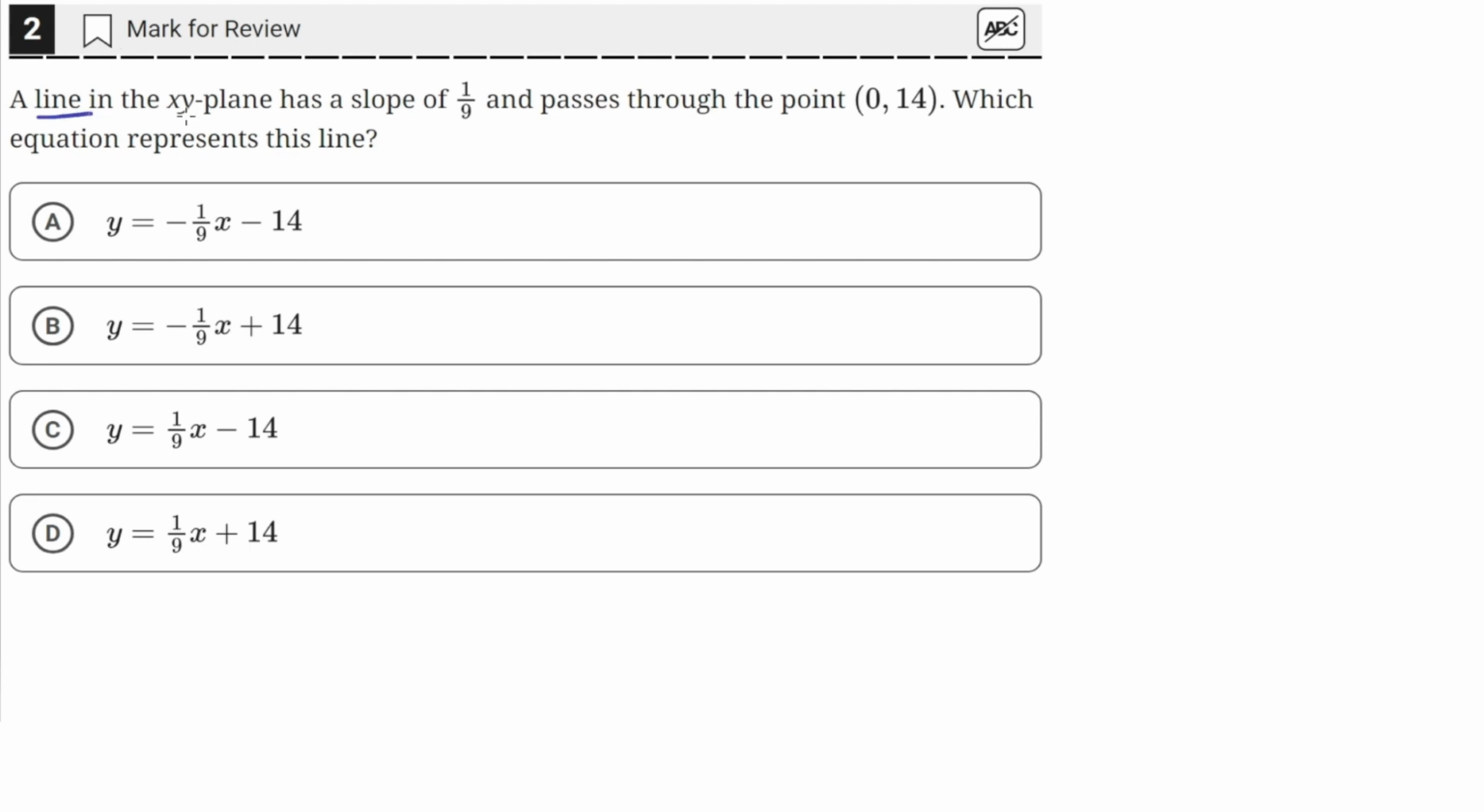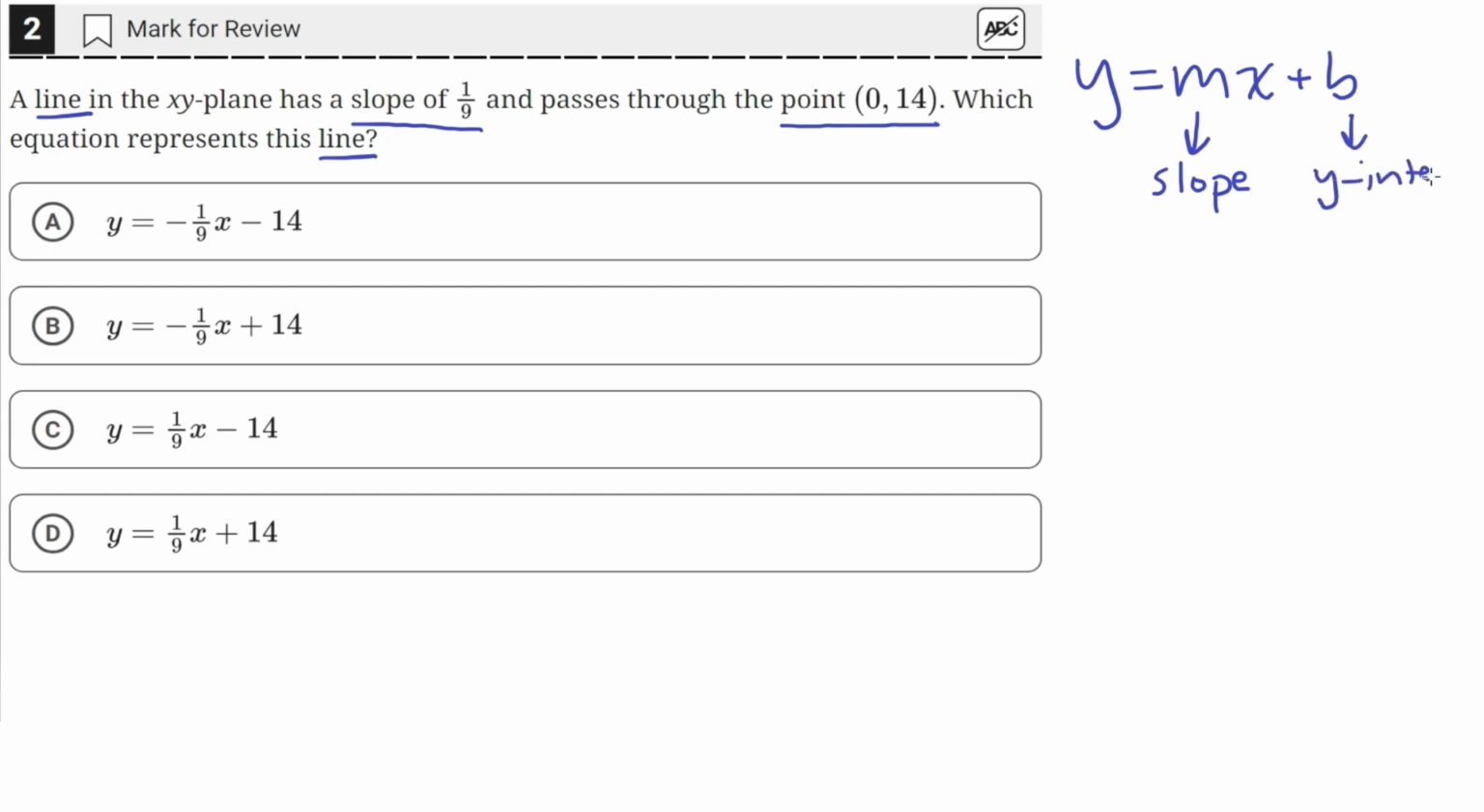A line in the xy plane has a slope of 1/9 and passes through the point (0, 14). Which equation represents this line? Okay, so the equation of a line is of the form y equals mx plus b, where y is the coordinate on the y-axis, x is the coordinate on the x-axis, m is the slope, and b is the y-intercept.